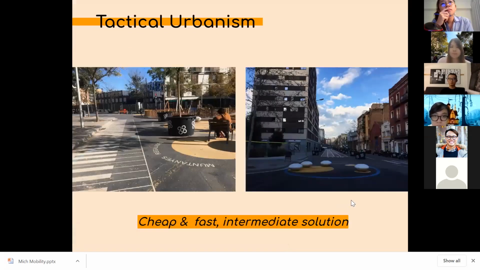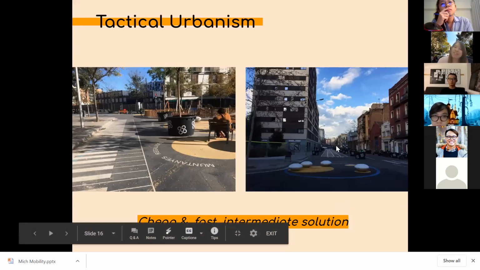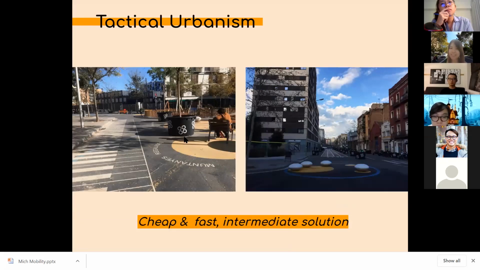And so tactical urbanism is the way. As you can see from these photos, it's not a very curated installation or very artsy kind of stuff. It's something really cheap, where you can just use paint to paint the floor, and it's very fast as well. So yeah, this is what tactical urbanism is. It's really cheap and fast, and the community can come together and discuss what they want, and execute this together.